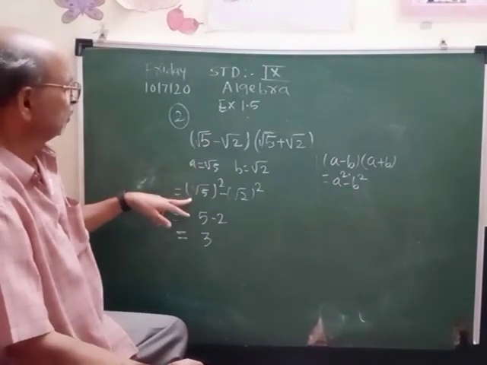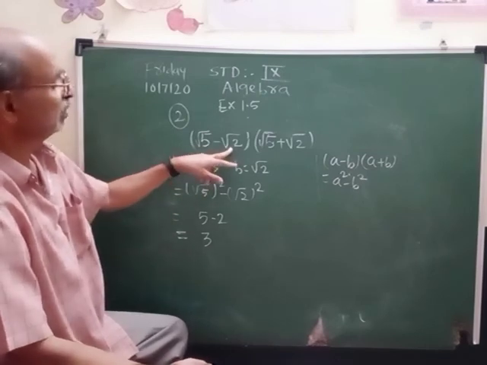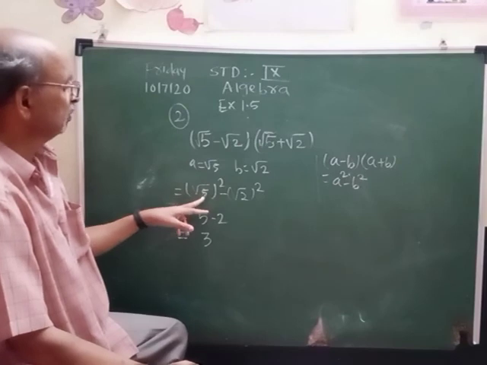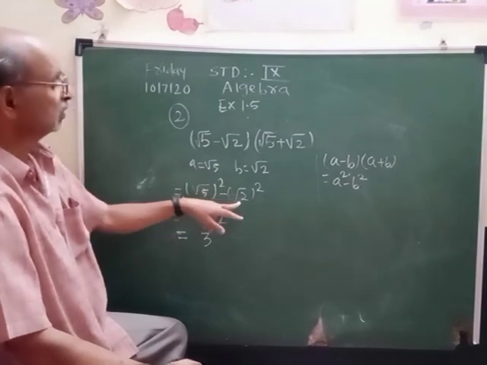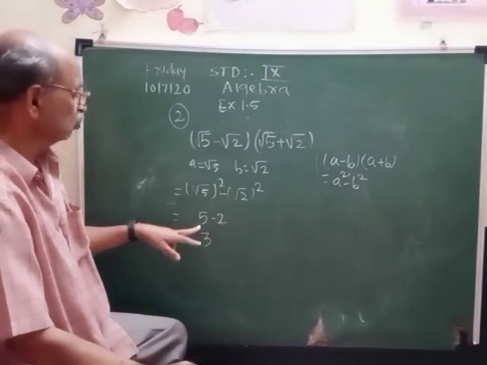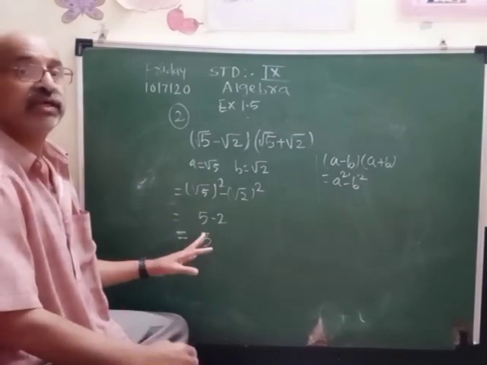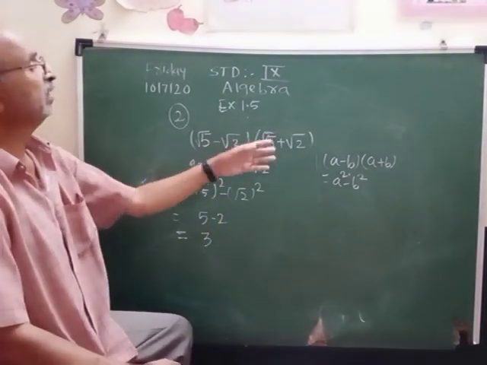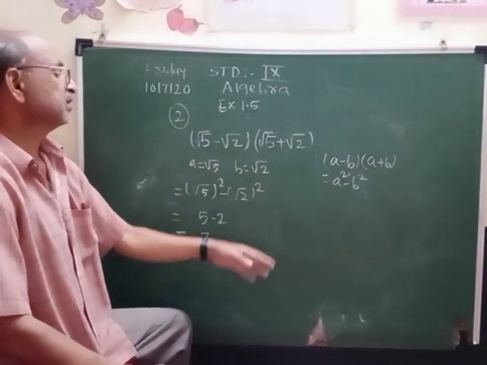The square of the first term, that is root 5 square. The square of the second term, that is root 2 square. So the square of the term in the root is the same number, 5. 5 minus 2, that is 3. So in this way, we can solve different examples relating to rational and irrational numbers.